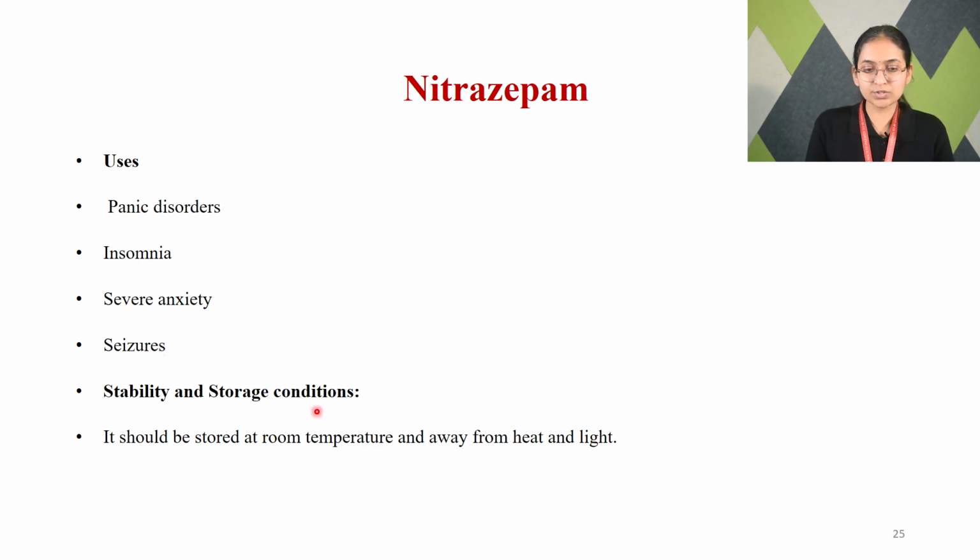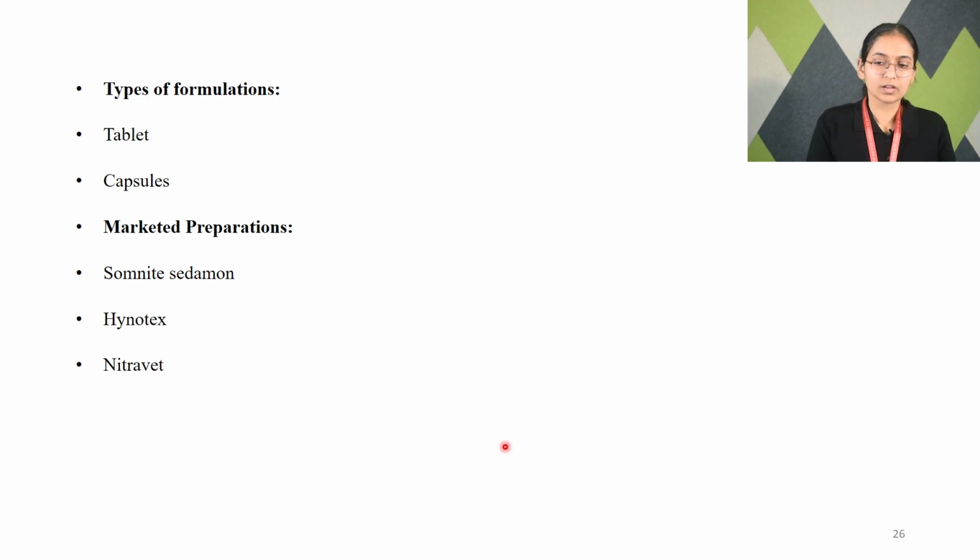The stability and storage condition for nitrazepam is that it should be stored at room temperature and away from heat and light. The types of formulations of this nitrazepam are: it is available in tablet and capsule form, and the marketed preparation names are Somnite, Sedamol, Hypnodex and Nitravate.